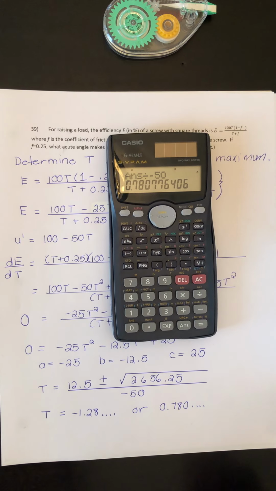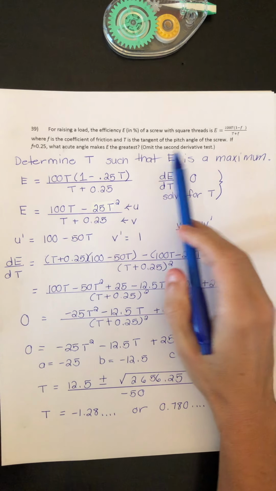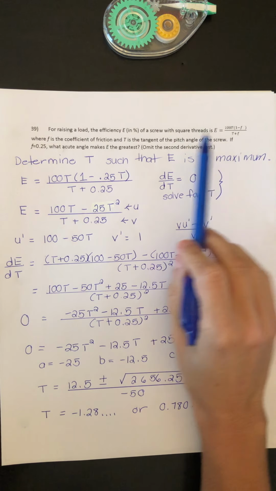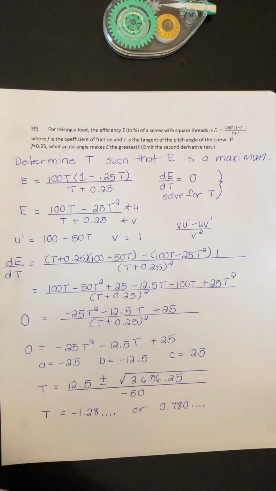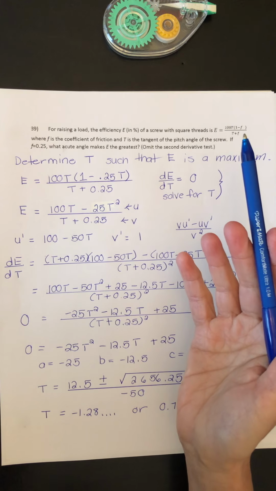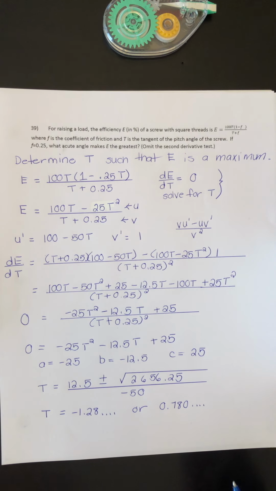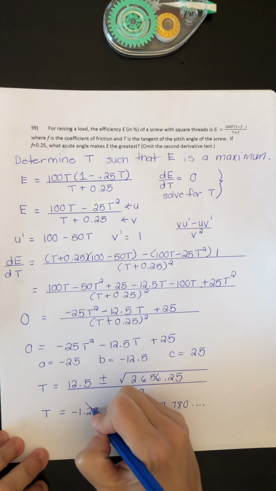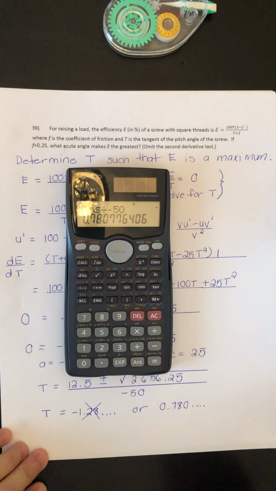This is the answer I want to use. How do I know that? Because remember what t represents. It's the tangent of the pitch angle. And the angle is acute. So the angle is in quadrant 1. The angle's between 0 and 90 degrees, which makes sense if it's the pitch angle of a screw. So the angle is acute, which means that the tangent of the angle is positive. Remember that for every quadrant 1 angle, all the trig functions are positive. So this is not the answer that we want. This is the answer that we want, this guy right here on the calculator.